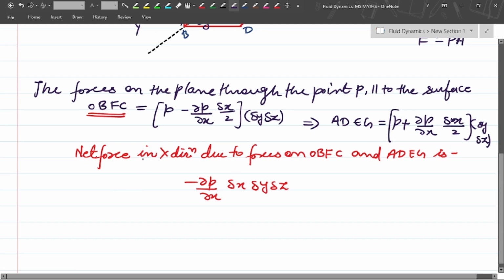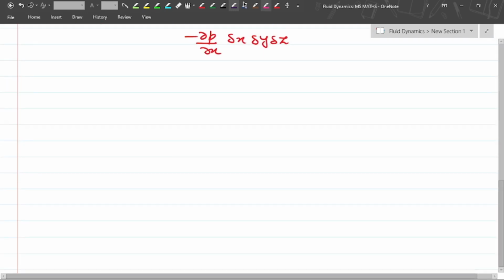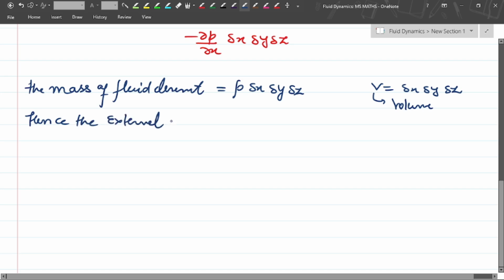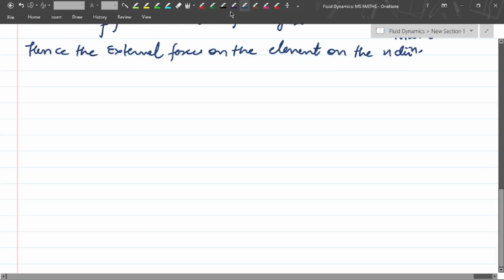Next, the mass of the fluid element is density into volume, where V is the volume, which is del X, del Y, del Z. Hence the external forces on the element in the X direction.